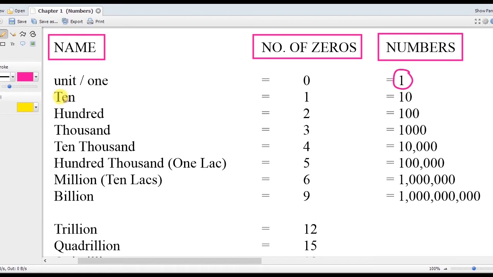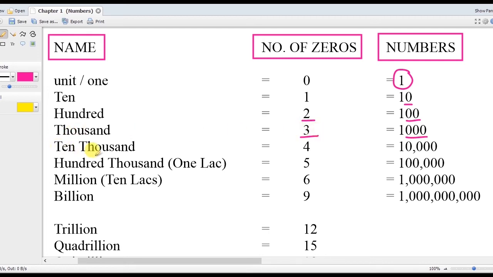10. So we write the number 10, T-E-N. This is it in English, and this is how we write it in numeric form, 1, 0. And how many zeros are there? You can see here, one zero. Then we have 100. This is how we write 100, and there are 2 zeros. Then we have 1000, and this is how we write 1000. How many zeros? You can count, 1, 2, 3. So there are 3 zeros.